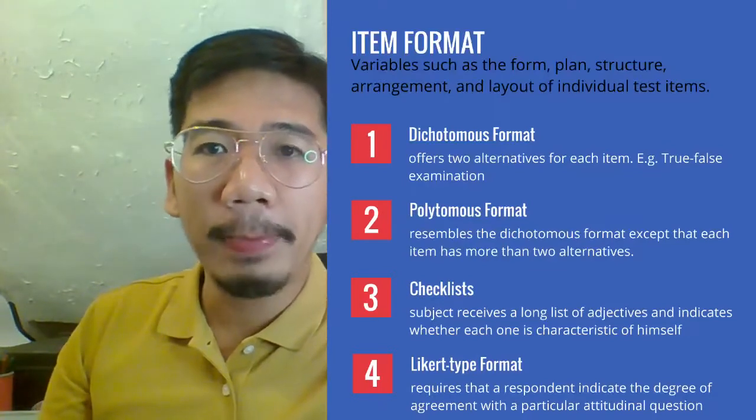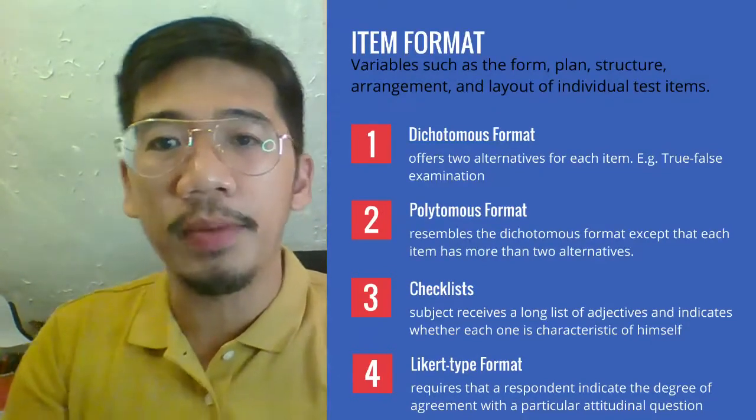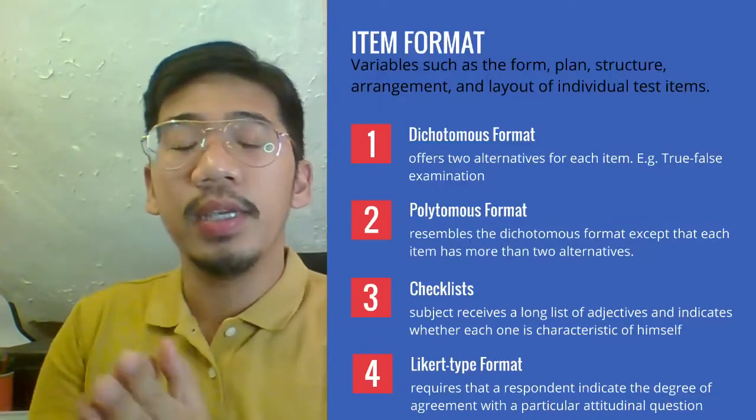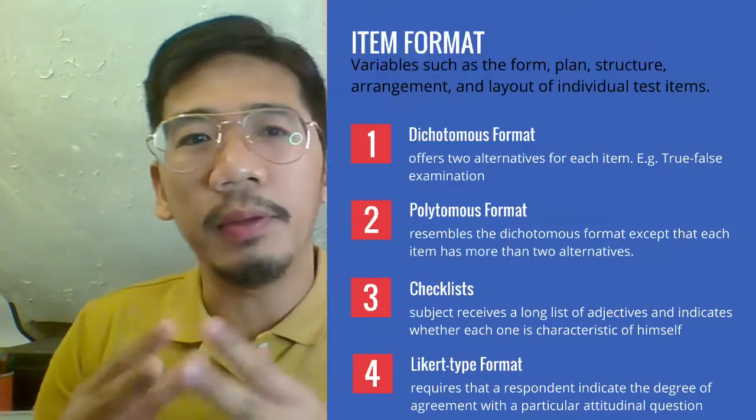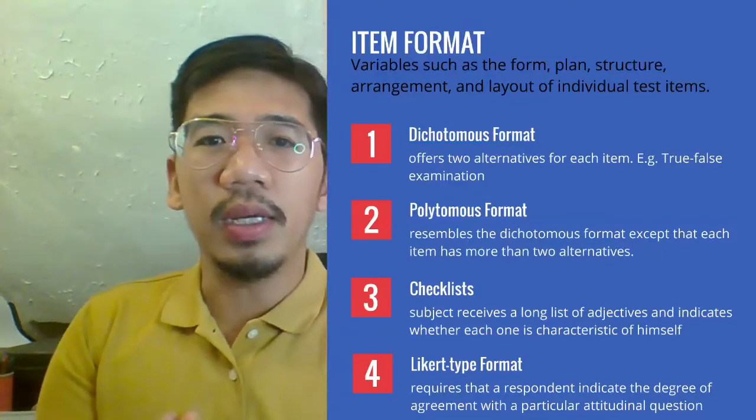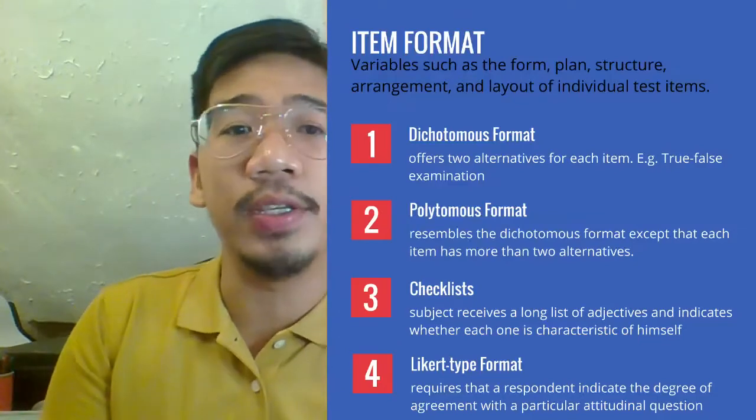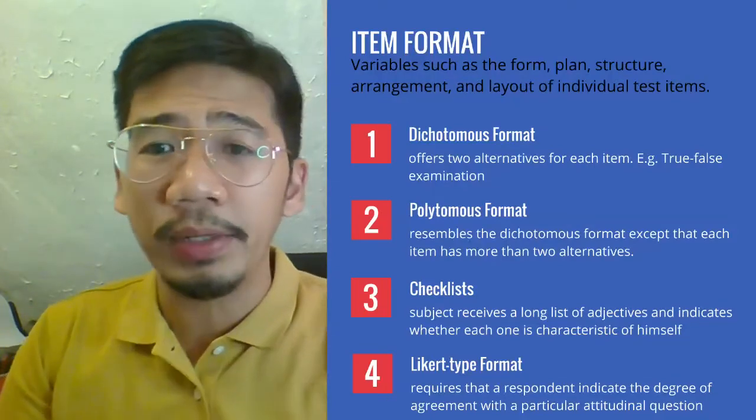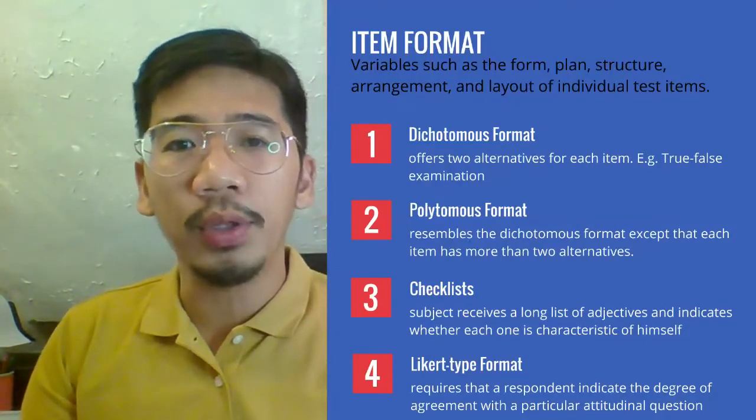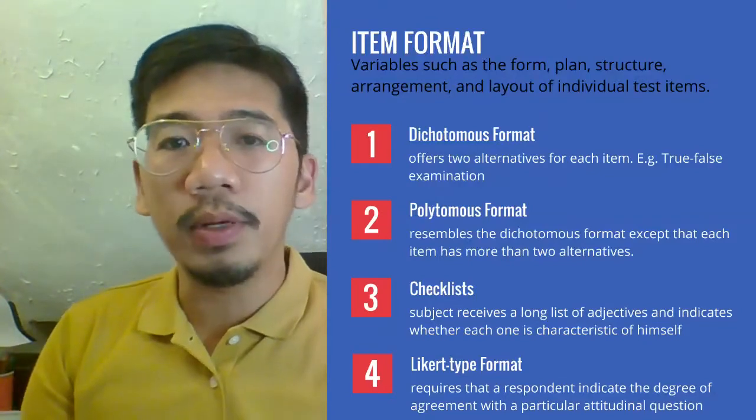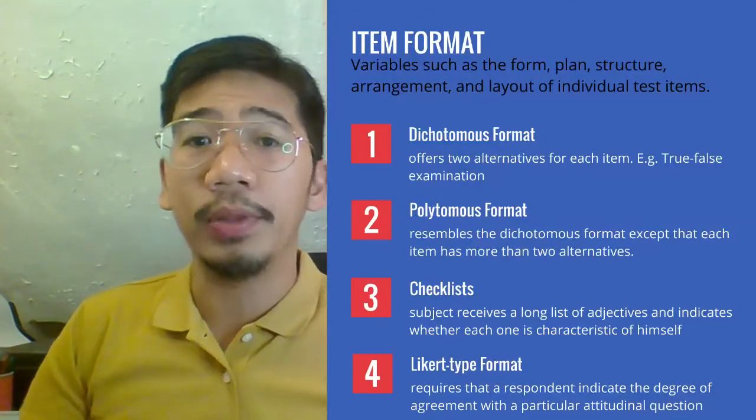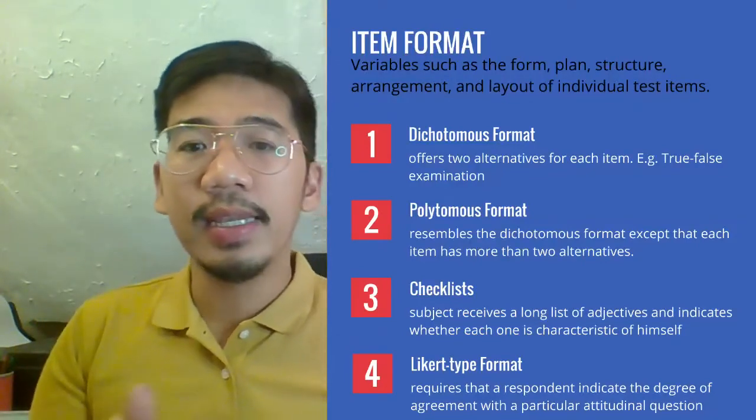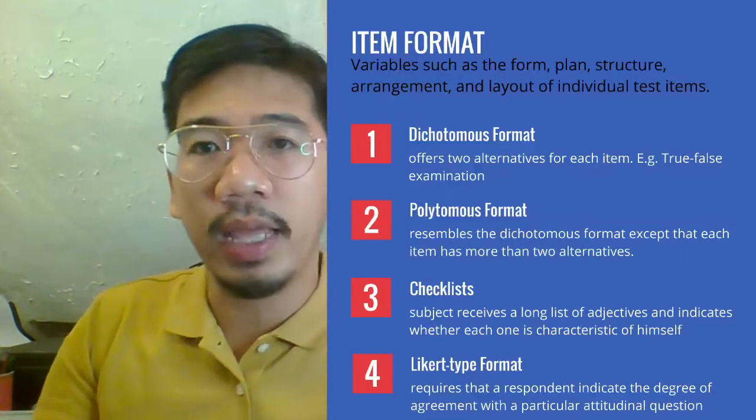Now, let's look at some item formats. When we say item formats, these are the variables such as form, the plan, the structure, the arrangement, and layout of individual test items. There are a number of formats out there, but we are only going to talk about four of the common test formats. We are going to talk about dichotomous format, polytomous format, checklists, and the Likert type format.